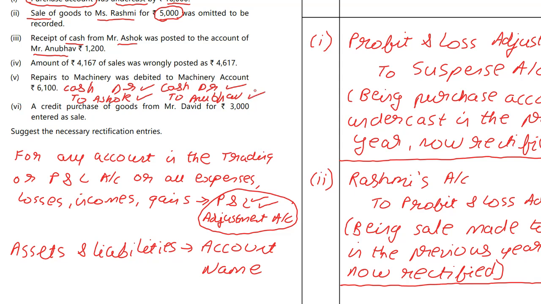We fix mistakes, we rectify errors, by doing what we were supposed to do and undoing what we were not supposed to do. If you have credited Anubhav's account, you were not supposed to do that. You will debit his account. You were supposed to credit Ashok's account. You haven't done that. You will credit his account. All right. So the rectified entry is going to be Anubhav's account debit to Ashok's account.